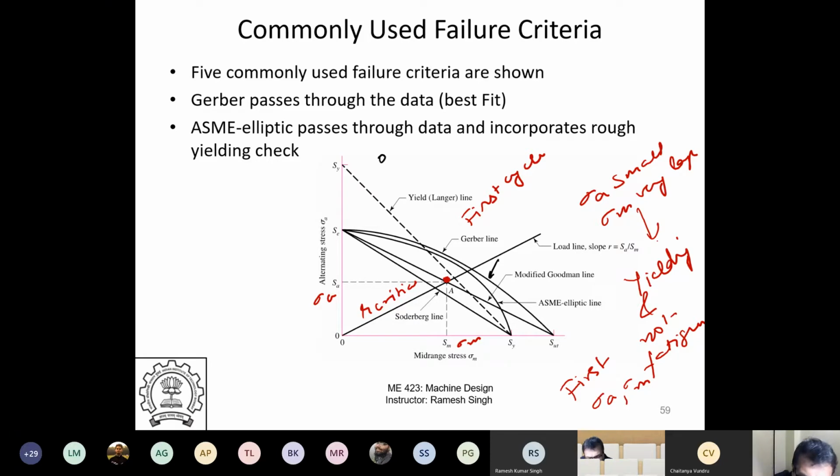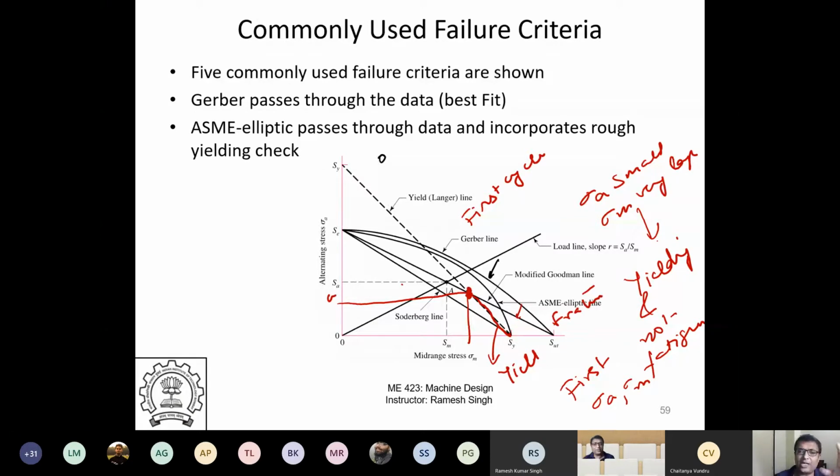Anything beyond this, if you see the Langer line, sorry, this is not the right line. I wanted to show this line actually. This is the line right here. This and this is where first cycle yielding will happen. So here, this is yielding, and the fracture happens late. So yielding happens first beyond this point and fracture happens later. That's what I wanted to explain.